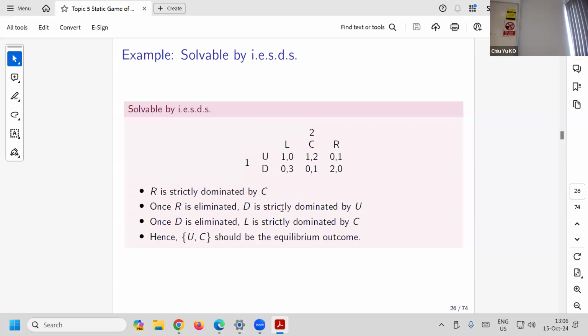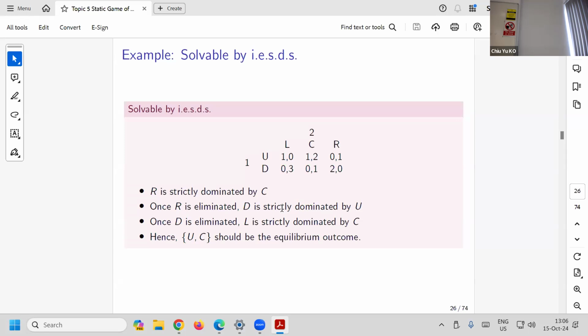Say we compare L and C. C is better under U, but under D, L is better. Now compare C and R. Under U, C is better. Under D, C is better than R, right? So at least the first thing you can do is say C is better than R. Under no circumstances would you choose R, because C is always better.